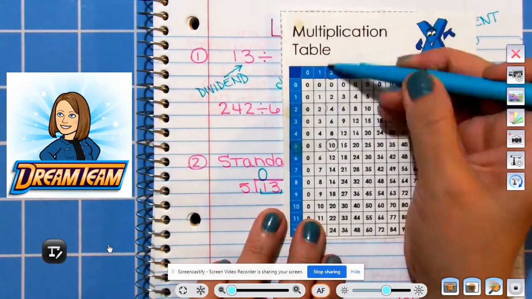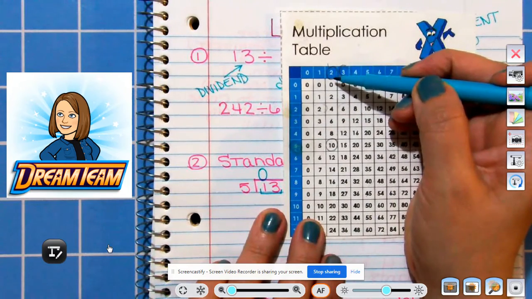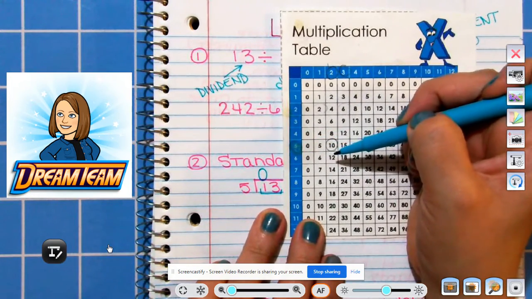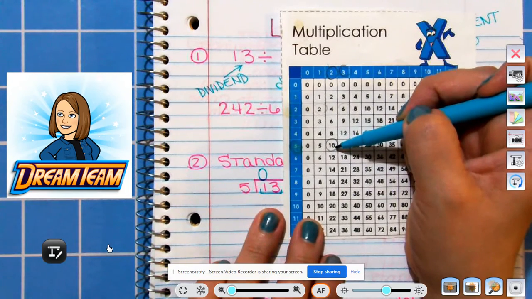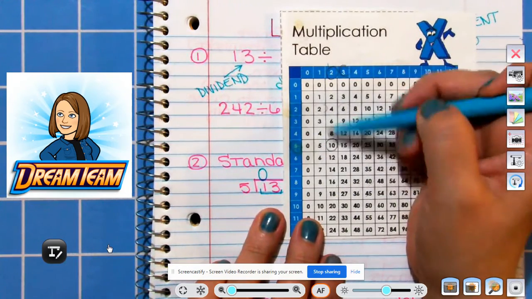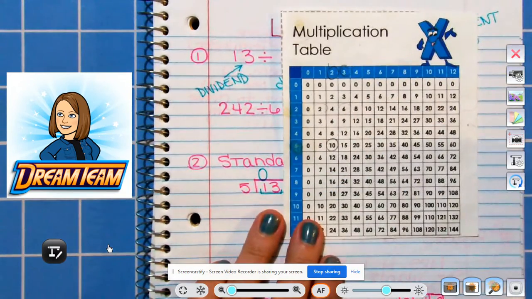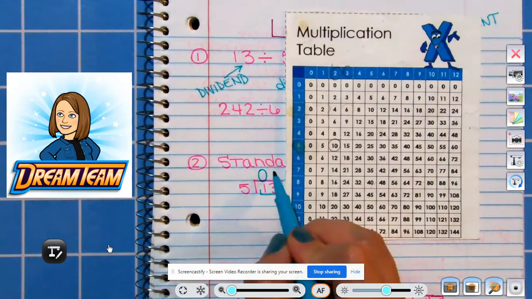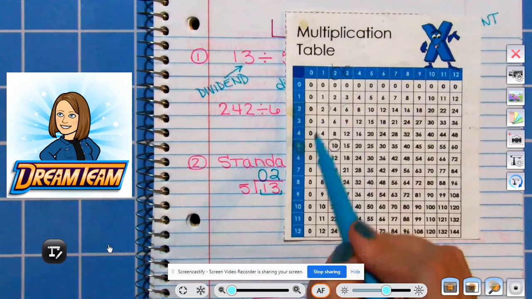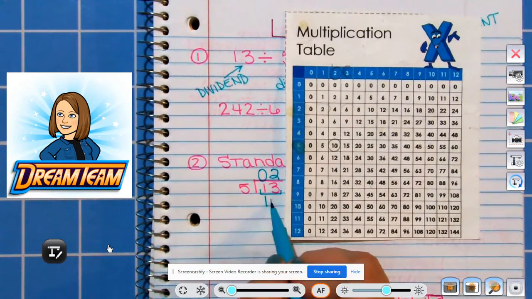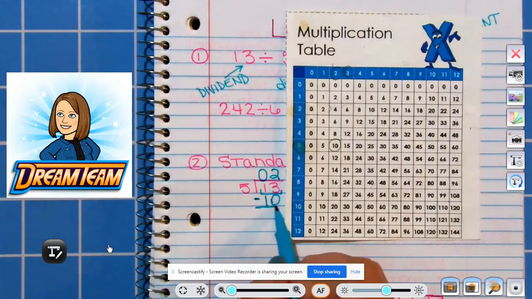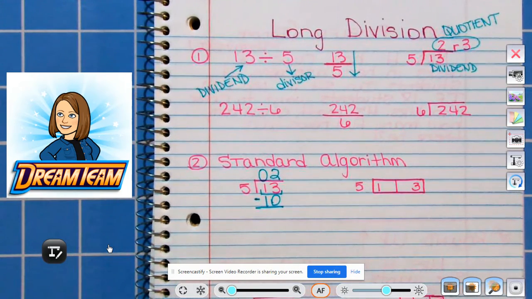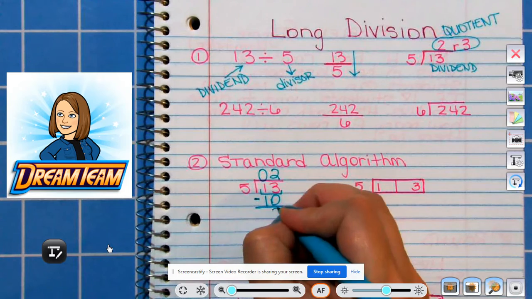So what this means is that we can get 2 groups of 5 out of 10, or 2 groups of 5 is 10, we can get 2 groups of 5 out of 13. And then we're ready to subtract. 13 subtract 10 is 3.